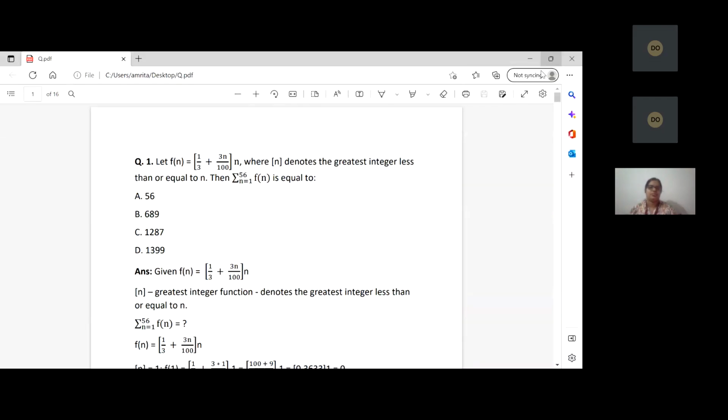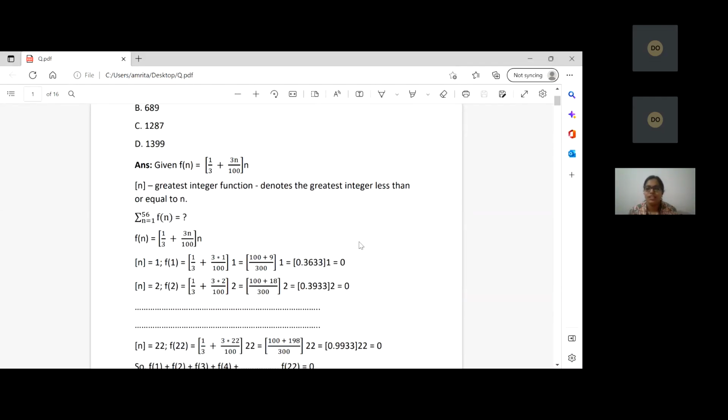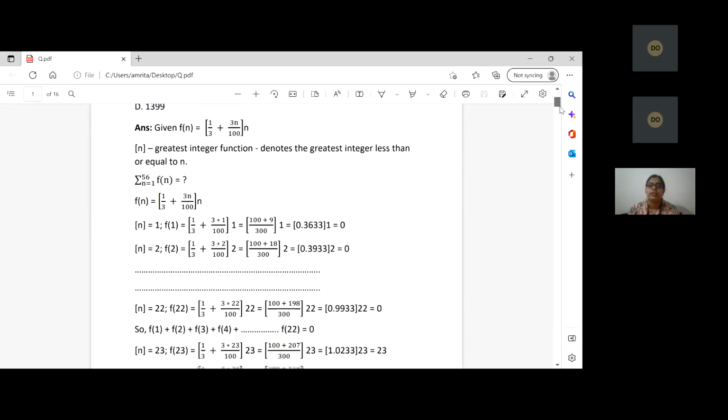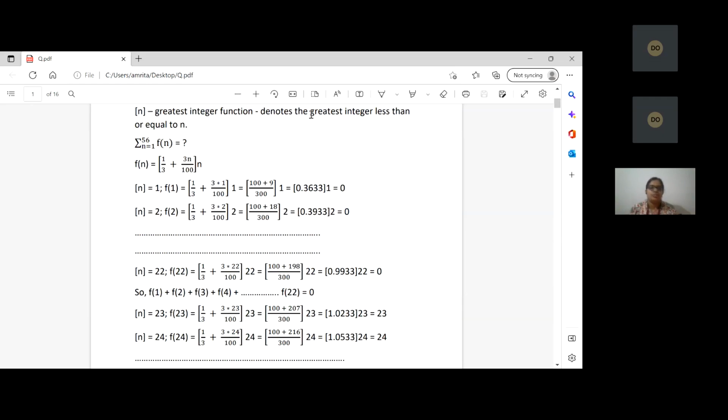I'll discuss this question. What is given in the question? We'll first write it down: f of n equals 1 by 3 plus 3n by 100, multiplied by n. We read the statement given in the question: it denotes the greatest integer less than or equal to n. So it's the greatest integer function.